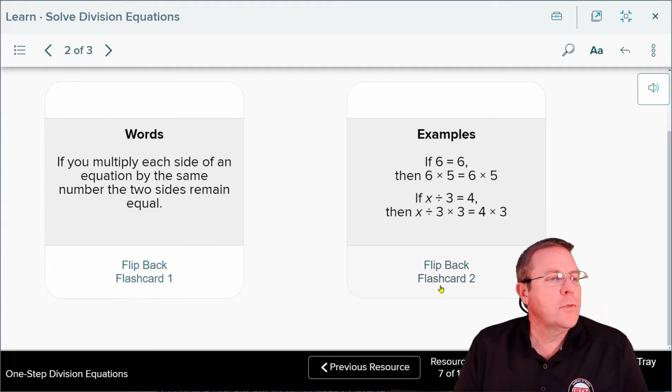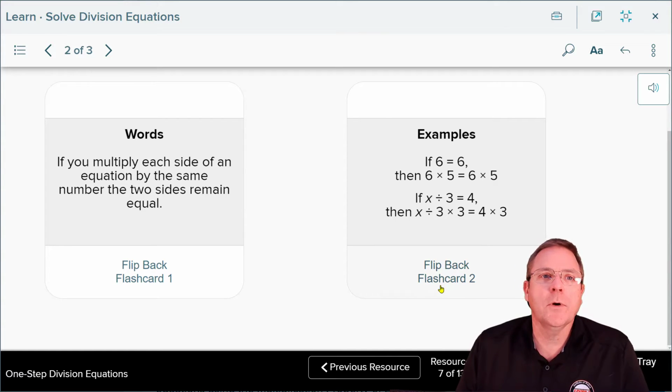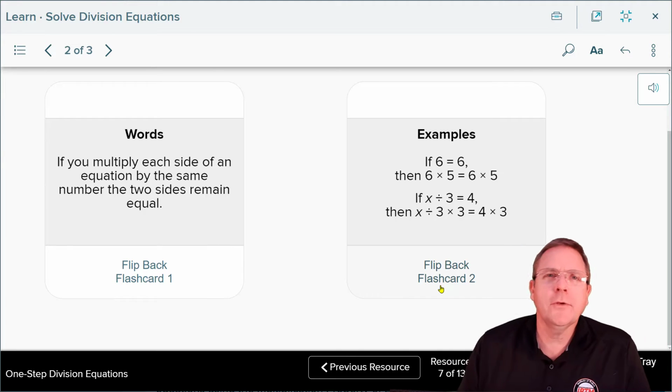Looking at it with numbers and with variables, if 6 equals 6 and you multiply both sides by 5, you get 30 equals 30. If x divided by 3 is equal to 4, you multiply both sides by 3. The 3's on the left divide out, leaving x equals 12. Very similar to the previous 3 lessons we've done. I don't think you're going to have any problem with this in the homework.